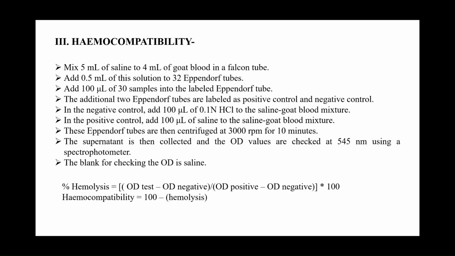And for the positive control, we added 100 microliters of saline to the saline goat blood mixture. These Eppendorf tubes were then centrifuged at 3000 RPM for 10 minutes. Then the supernatant is collected and the OD values are checked at 545 nanometers using a spectrophotometer. For the blank for checking the OD, we used saline, and this is the formula for checking hemolysis percentage.